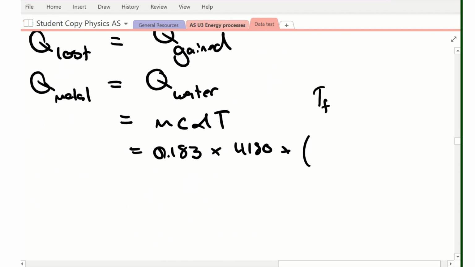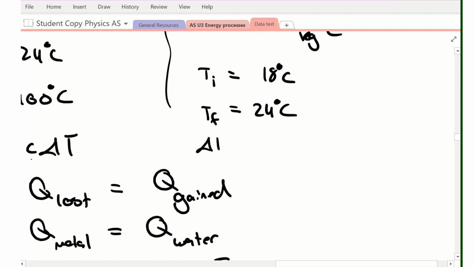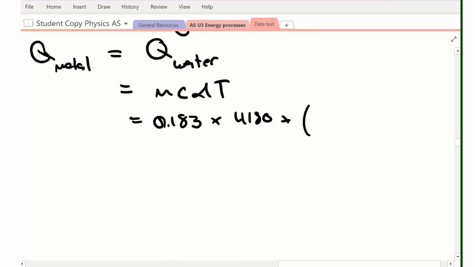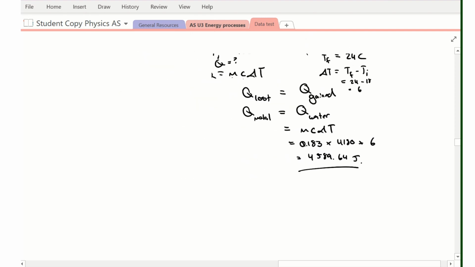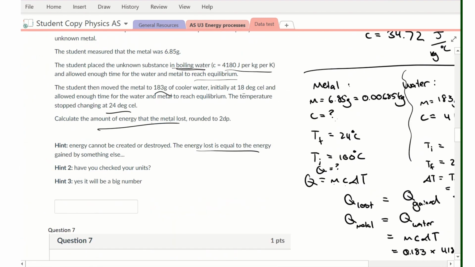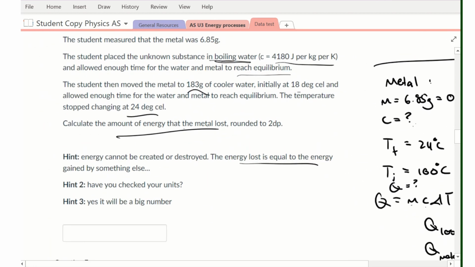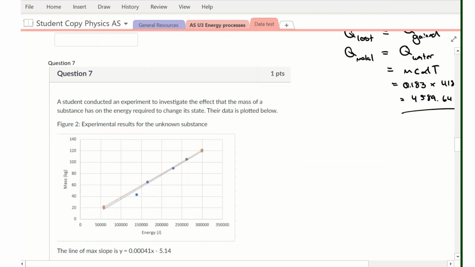Delta T equals T_F minus T_I. That's going to be 24 minus 18, which is equal to 6. Chuck it in the calculator, and that's going to be our answer. 0.183 times 4,180 times 6 is 4,589.64 joules. Excellent. That's how we would solve that kind of problem.